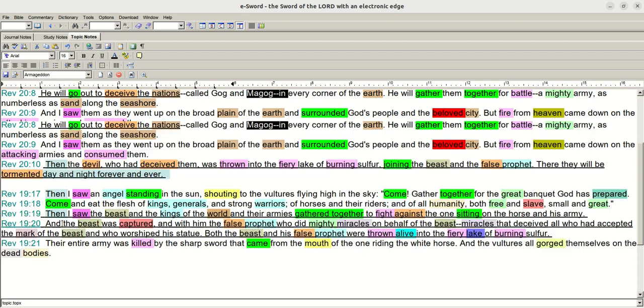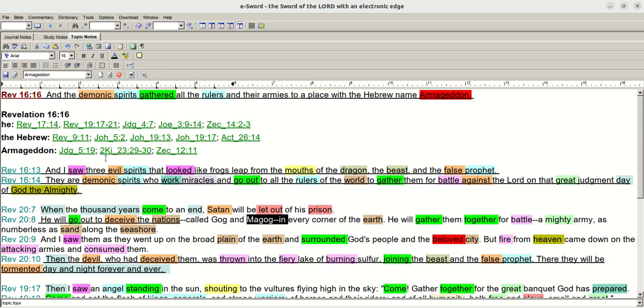Okay, so this is why it's important that Revelation 19:17 through 21 is linked back to Revelation 16:16, because 100 or 200 years ago, they knew that this was all the description of one battle, and they knew that Revelation 20 told about a second battle where Satan gathers his army.